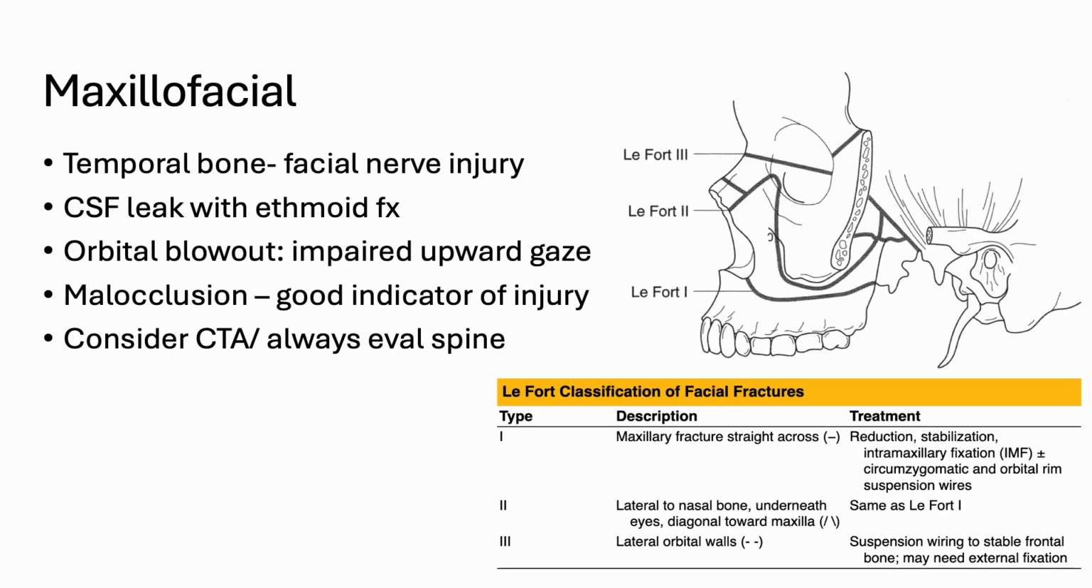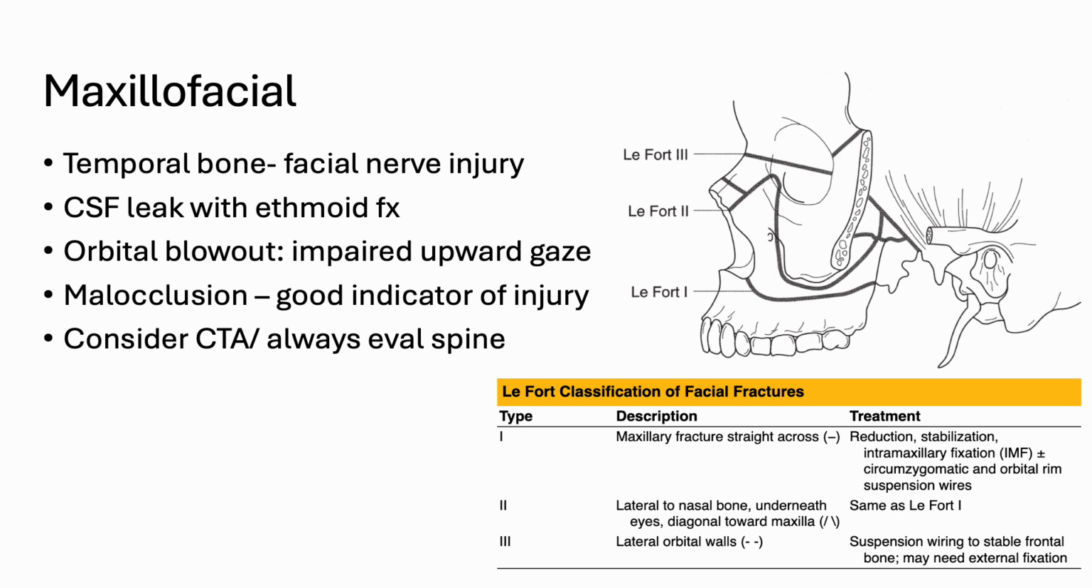When it comes to maxillofacial trauma, it's important to know the Le Fort classification, as you'll see it in the hospital and then rarely on the boards. You can see in the bottom right there's a graph which goes over the different types of the fractures, and then you can see how it corresponds to the injuries on the right in the picture. For a temporal bone fracture, be wary of a facial nerve injury. Be cautious of CSF leak with an ethmoid fracture.